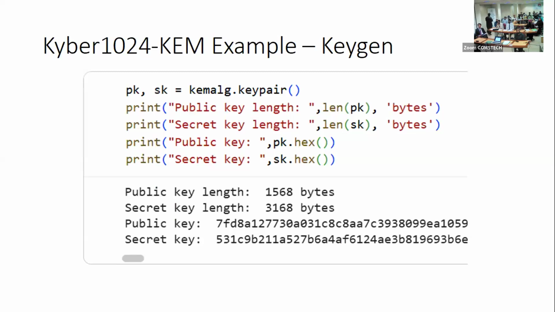This is an example. I'm using PQClean, pip install PQC. I've already given you those examples, those Jupyter notebooks. Here I generate a key pair, public key and secret key. And you can see the public key is 1568 bytes and the private key is 3168 bytes. They're huge, but not that huge.